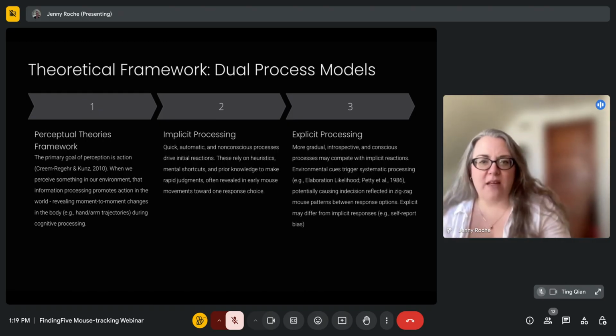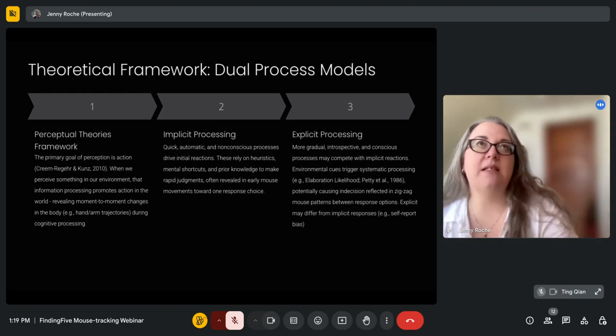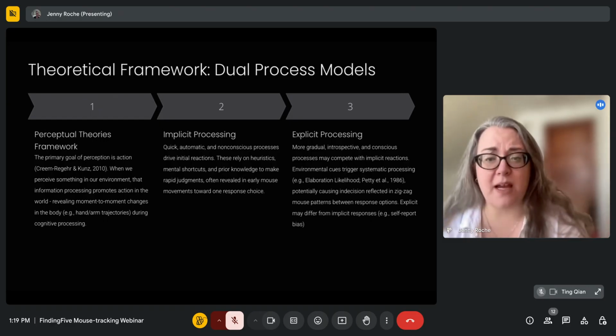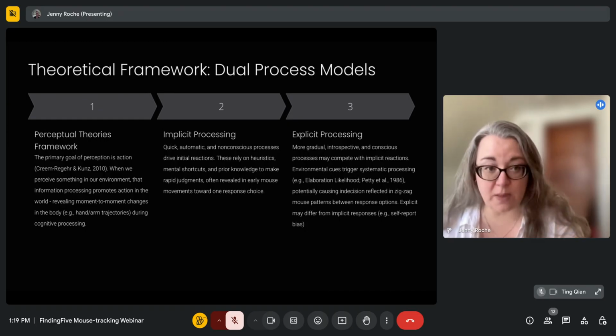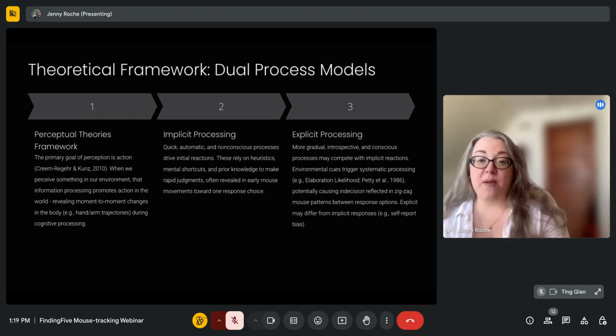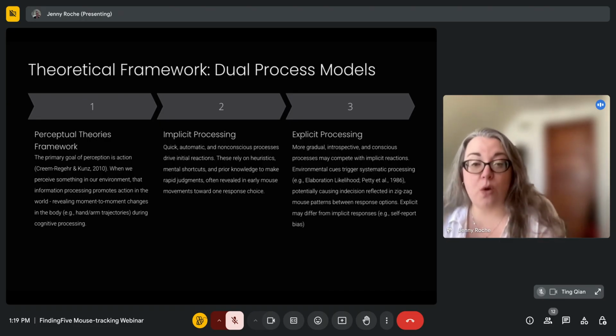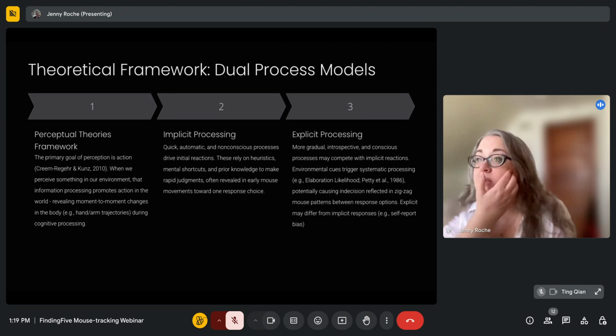And the reason that we have these from a theoretical point of view is that the world is complex. We can't attend to everything. And so we need really quick and easy ways to attend to things or to make decisions about things. Unless something happens in the world that says, no, don't rely on your heuristics, because that's not going to work. And that's where explicit processing comes in.